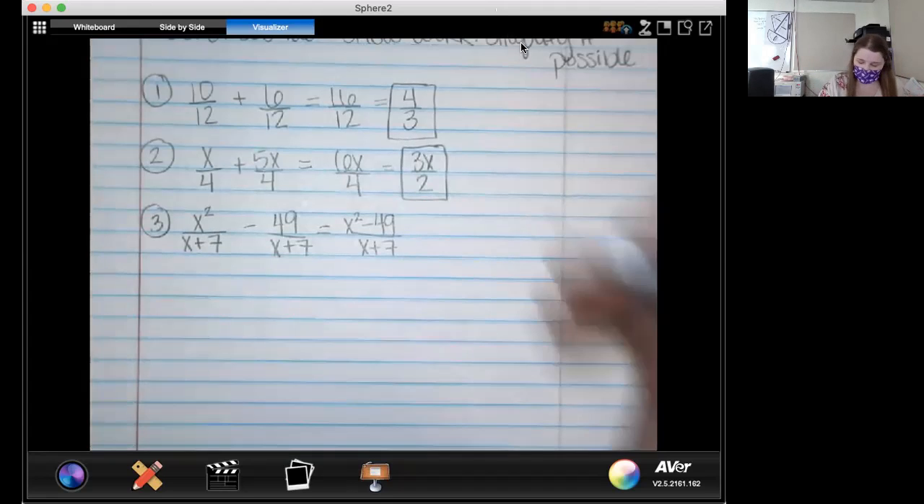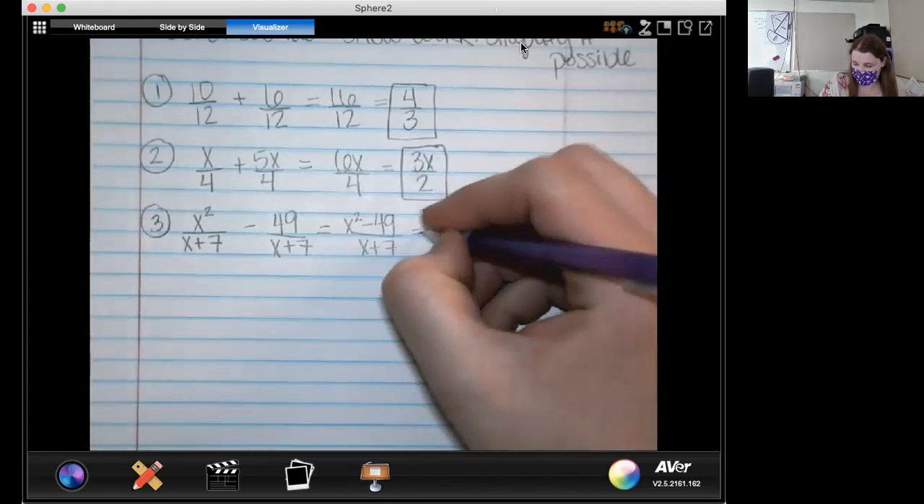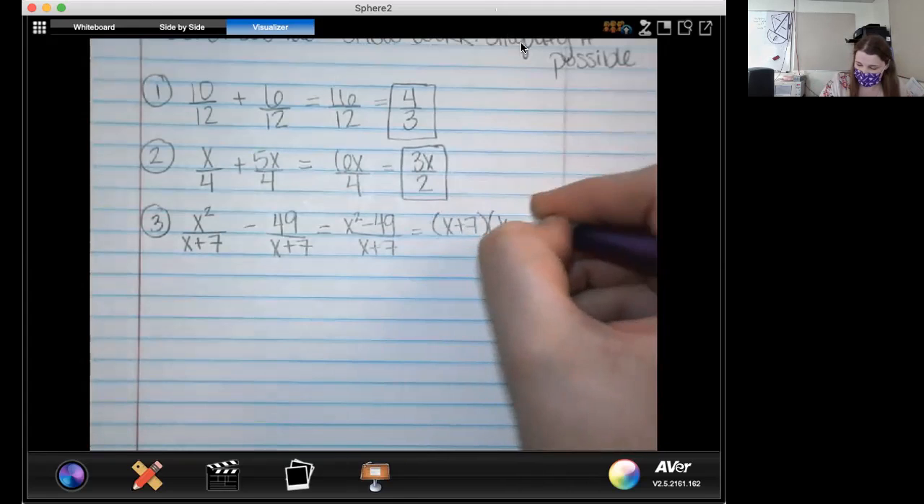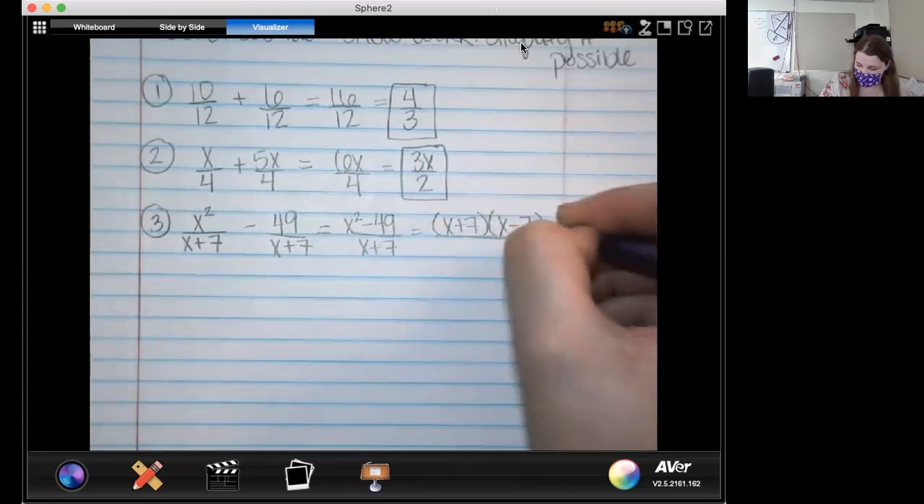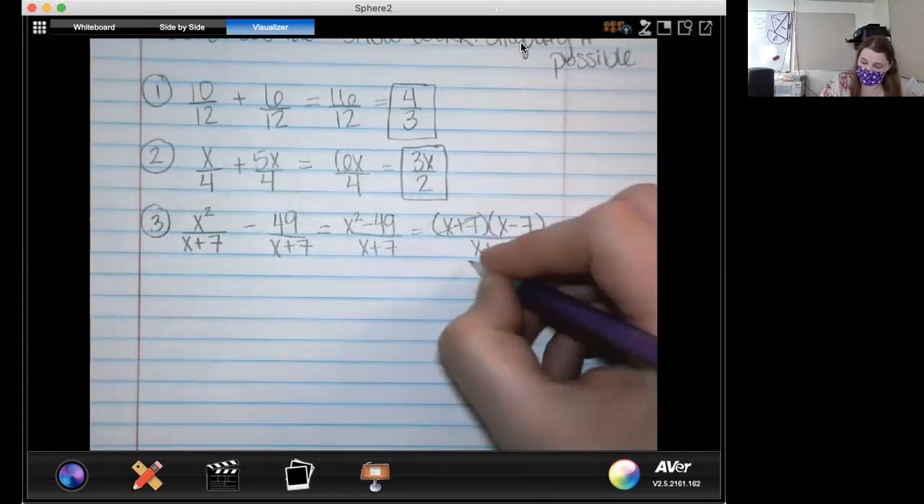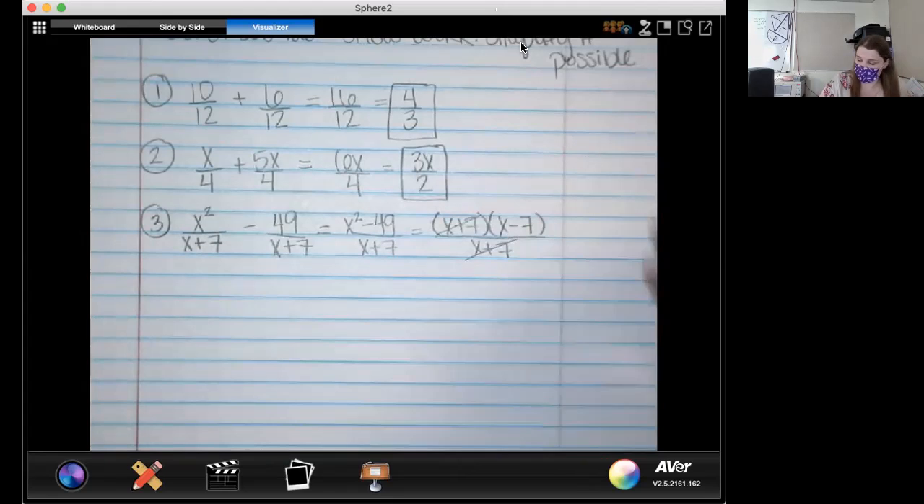Factoring, how will we factor the numerator? x plus 7, x minus 7. And can we simplify? We can simplify x plus 7 and x plus 7. And so we are left with x minus 7.